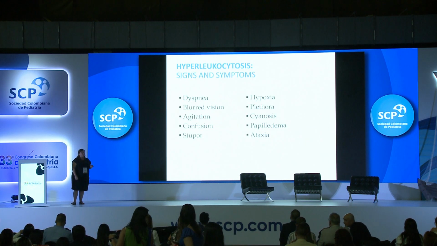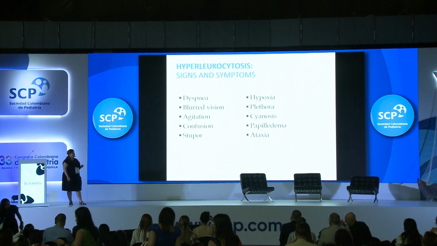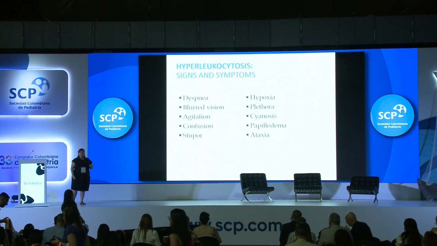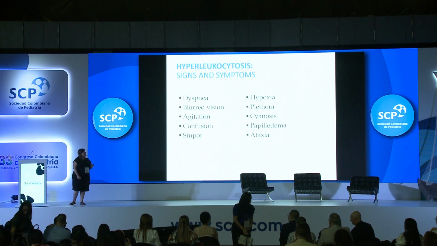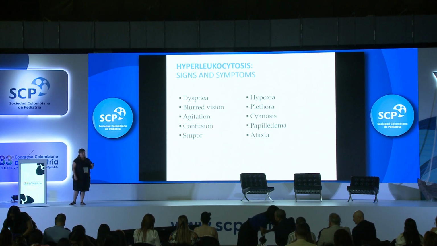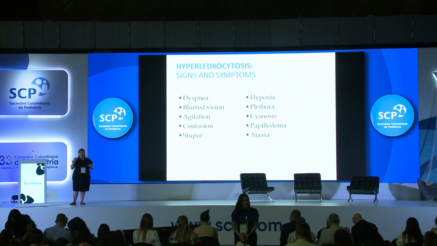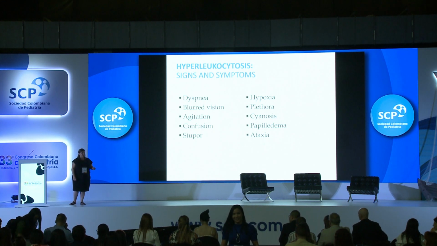What are signs and symptoms of hyperleukocytosis? So it can cause dyspnea, blurred vision, agitation, confusion, stupor, hypoxia, plethora, cyanosis, papilledema, or ataxia.